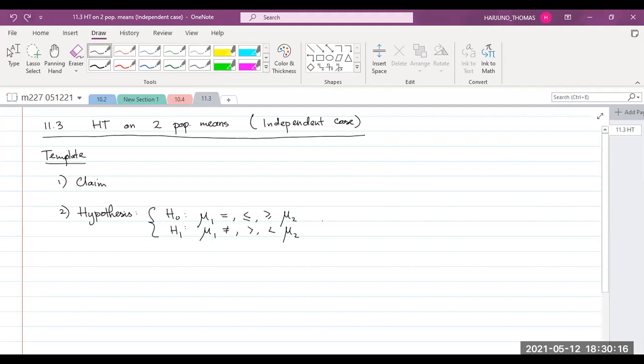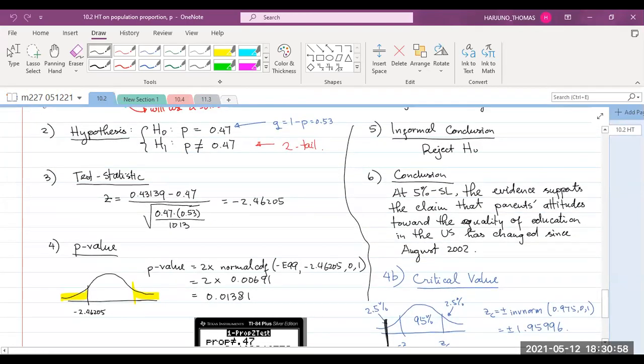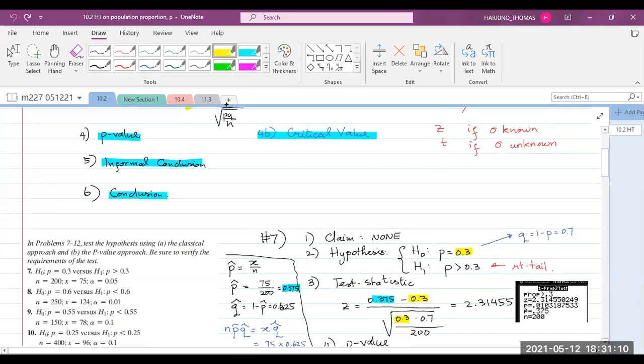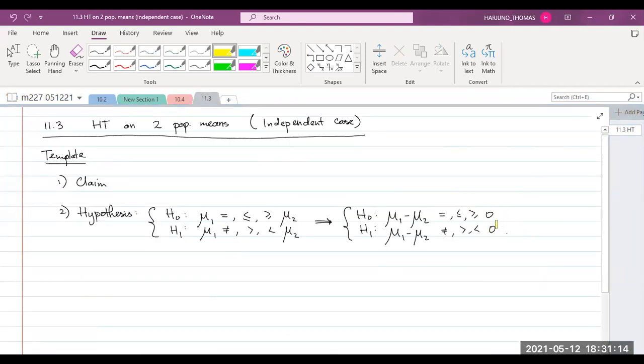Once you get that, we need to modify these hypotheses such that the other side becomes a constant. So we will subtract: mu1 minus mu2 is equal to, less than or equal to, or greater than or equal to 0. And mu1 minus mu2 is not equal to, greater than, less than 0. We need to modify that. Now, why do we need to modify that, Thomas? Because remember, in step number 3 we always need to have a constant from the null hypothesis. So what constant will we use from the null hypothesis? When we have 2 parameters, you need to modify that to have a constant 0.